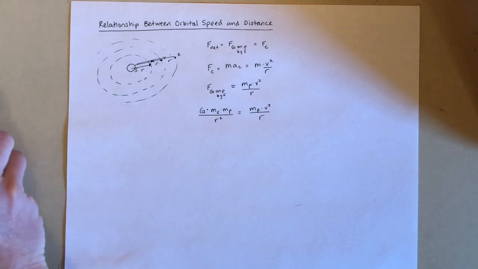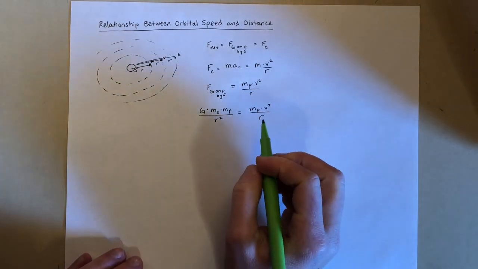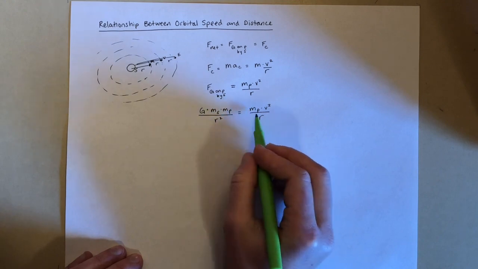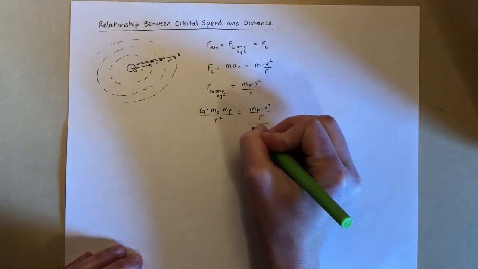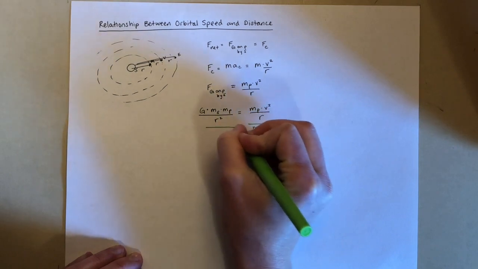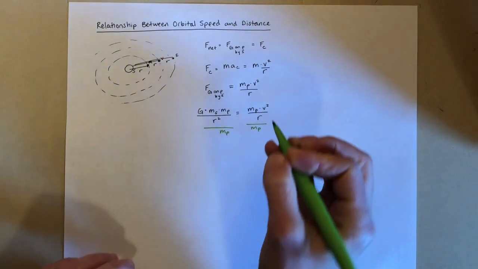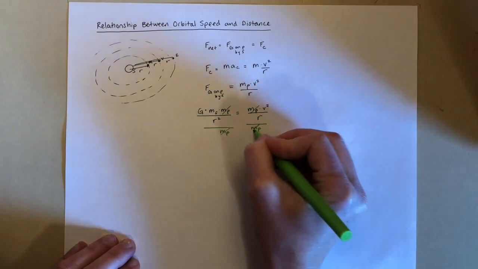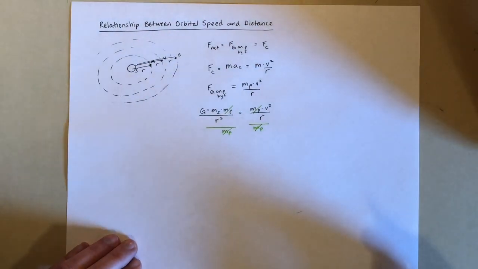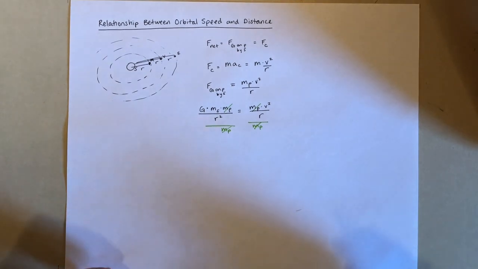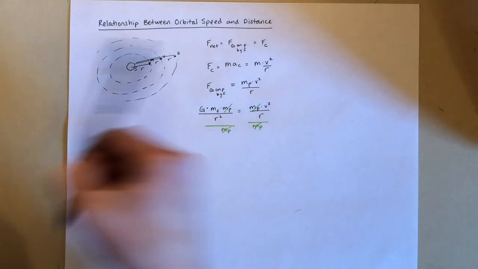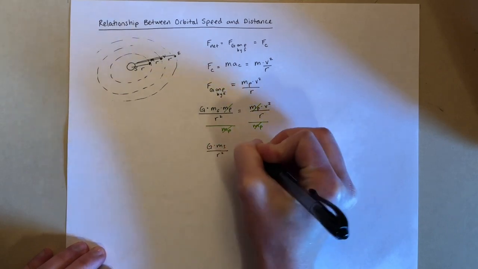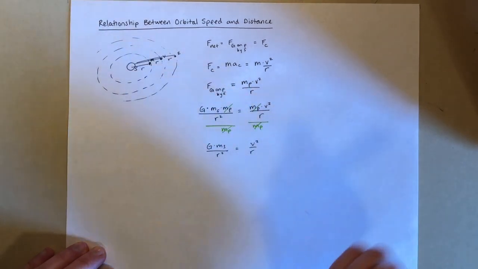So first thing is that we could divide both sides by the mass of the planet. We'll notice that that's in the numerator on both sides. So if I divide both sides by the mass of the planet, doing the same thing on both sides, that means that the mass of the planet is going to cancel out on both sides. So this is completely independent of the mass of the planet. So that leaves us with G mass of the sun over r squared is equal to velocity squared over r.